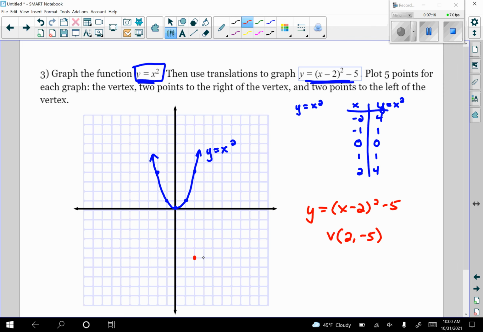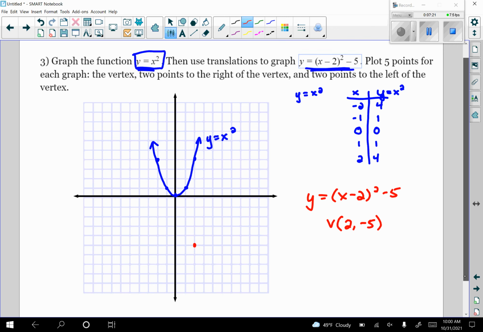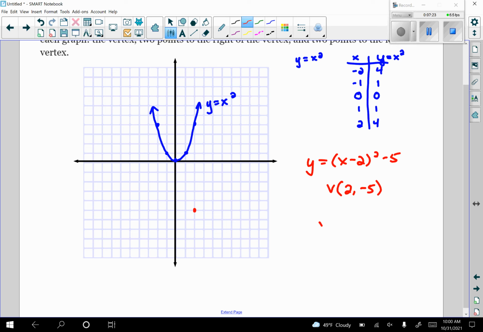And again, from here, I can count the same way, or we can make our table. I put 2, negative 5 in the middle. I'm going to go 2 to the left of the vertex, so 1 and 0. Then we'll do 3 and 4. And I could substitute this right into here. So here I'm going to have 0 minus 2 squared, so that's going to give me a 4. 4 minus 5 is negative 1. So I'll plot this here.